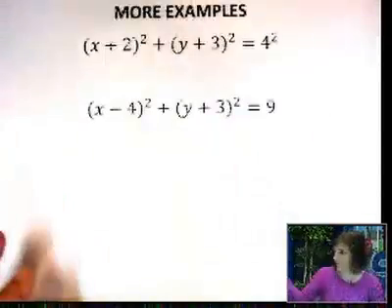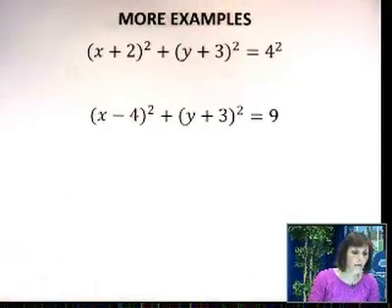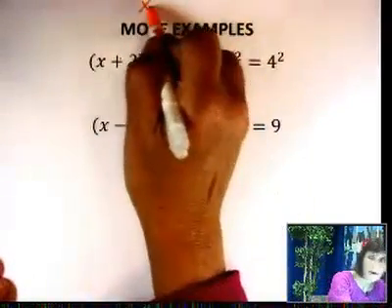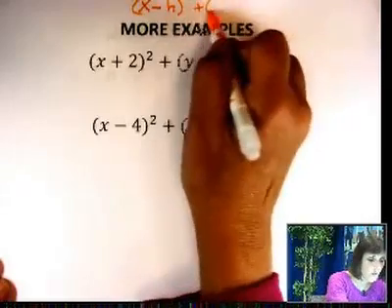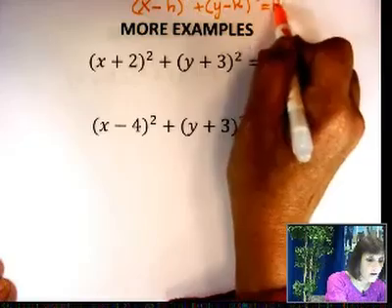Now, problem. Manipulations of the same formula. Let's put down the formula. (x minus h) squared plus (y minus k) squared equals r squared.